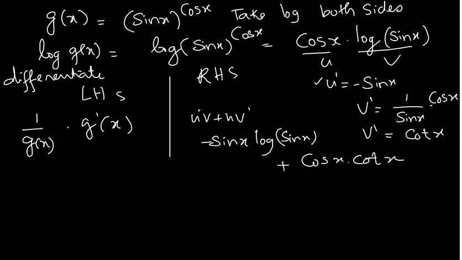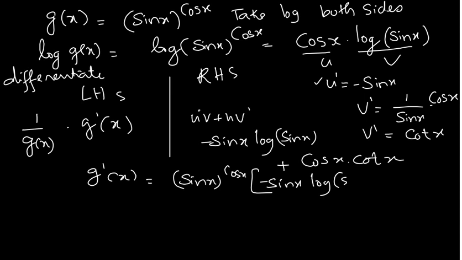Okay, so now g dash x equal to g of x into the entire thing. g of x is sin x to the power of cos x into the entire thing: minus sin x log sin x plus cos x into cot x. So this we take as 2. So we have to add 1 and 2. Okay.